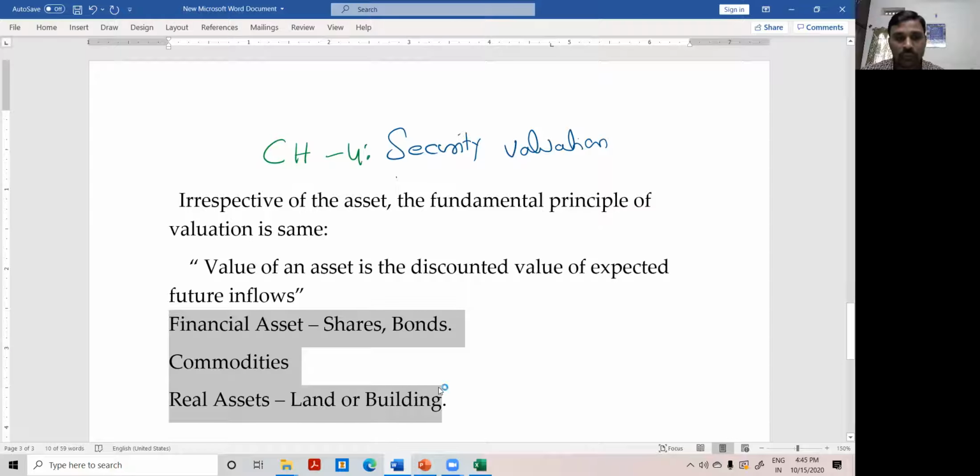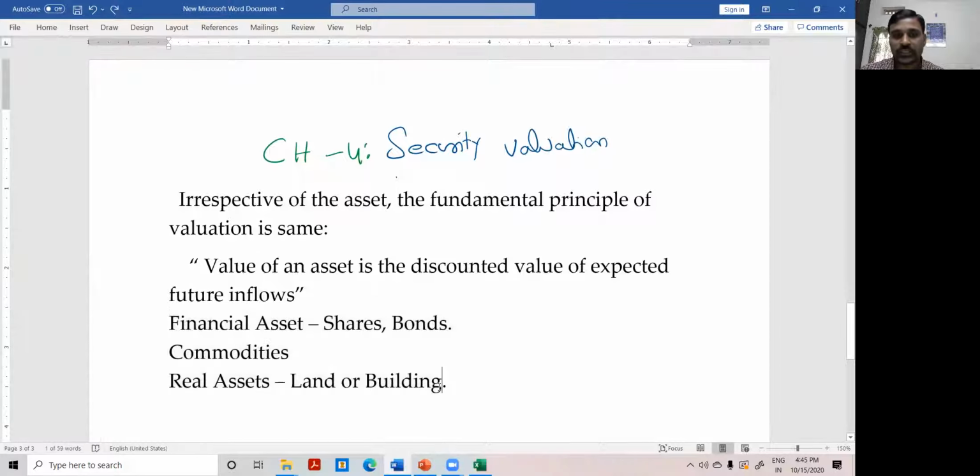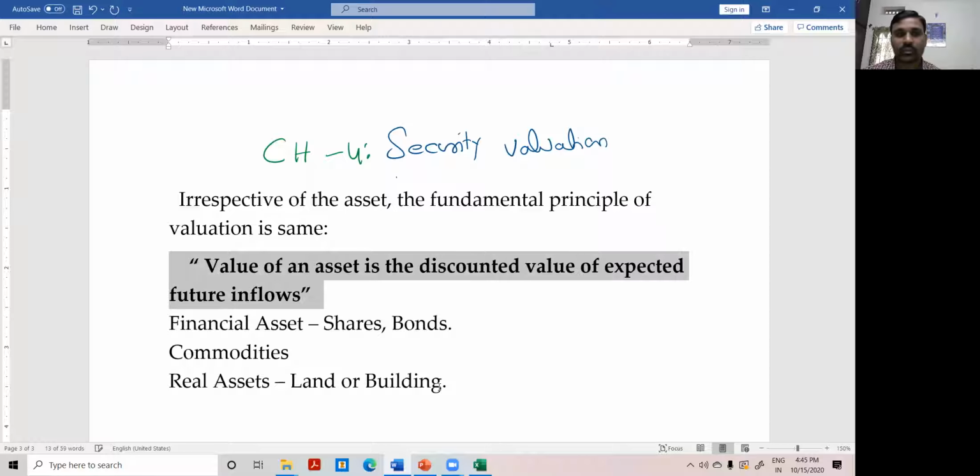Maybe the formula you apply may change, and the way you compute may change, but the approach and the principle are the same. The value of any asset is the discounted value of expected future cash inflows.